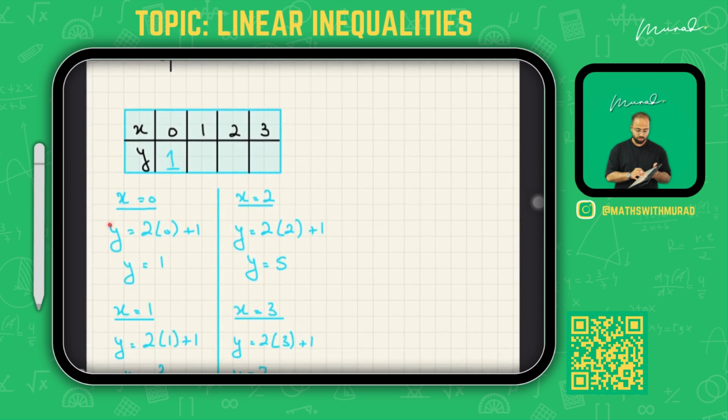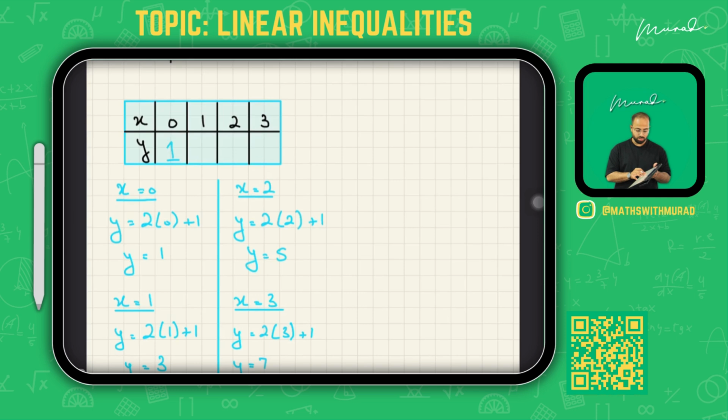So you just need to write the equation, which is y equals 2x plus 1, and instead of x you will put a 0 over here. So you have written a 0 over here, and the value of y is 1. So when you put the value of x as 0, the value of y is already 1.